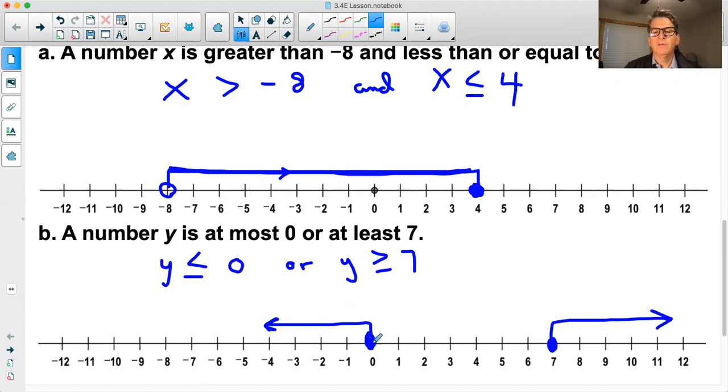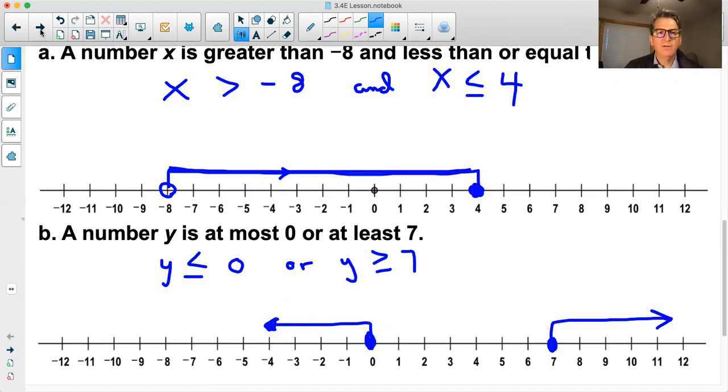Some folks will say if it's or, it goes out. If it's and, it comes in. If you want to think of it that way, just be careful when it comes to certain graphs. Okay. All right, let's move on to example 2.